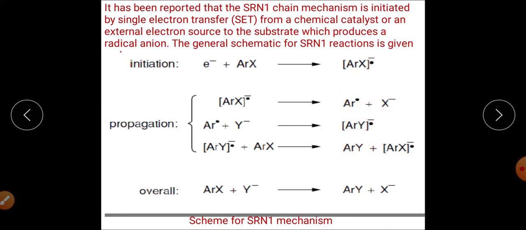anion. After this radical anion formation, it will come in contact with the substrate, that this was your substrate, so it will again come in contact with the substrate, and this substrate will now get converted into radical anion, and the product will be isolated, right? And overall we can see that this is the substrate, this is the nucleophile. When substrate and nucleophile react with one another through single electron transfer mechanism, SRN1 mechanism, at that time we can see that this product will be synthesized, leaving behind the X negative, the leaving group.